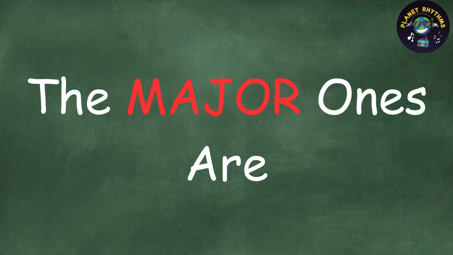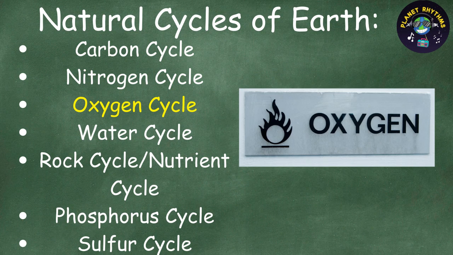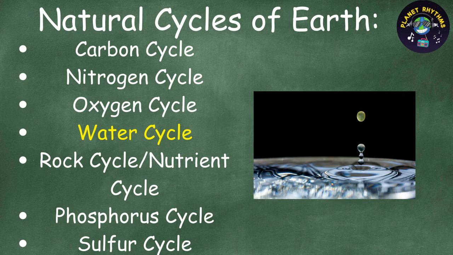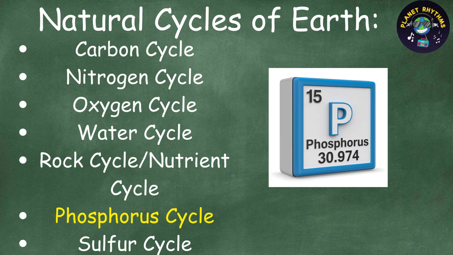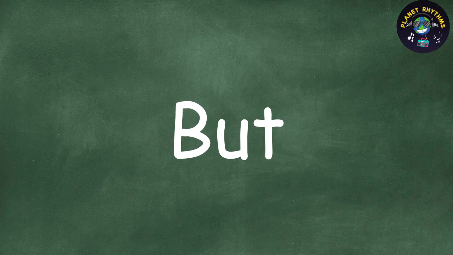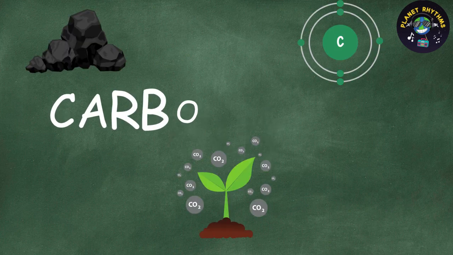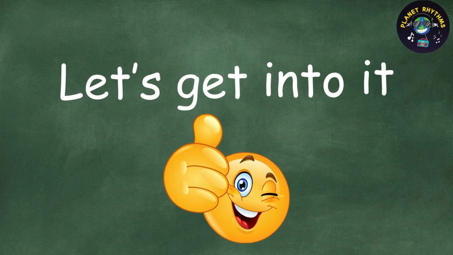The major ones are the carbon cycle, nitrogen cycle, oxygen cycle, the water cycle, rock cycle or nutrient cycle, phosphorus cycle, and the sulfur cycle. But in this video, we're going to learn about the carbon cycle. So let's get into it.